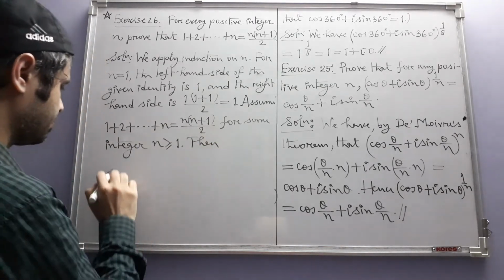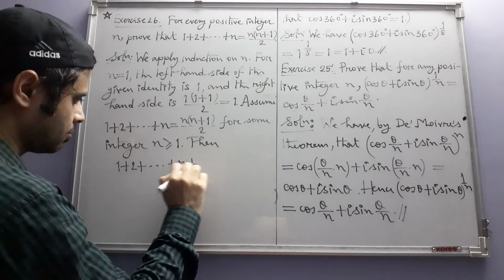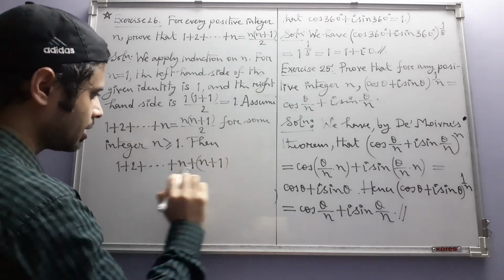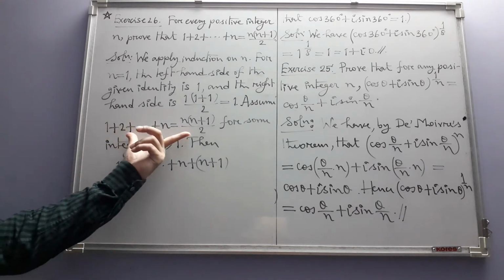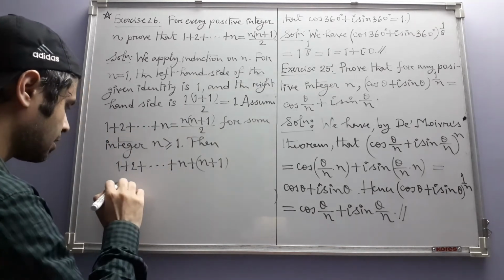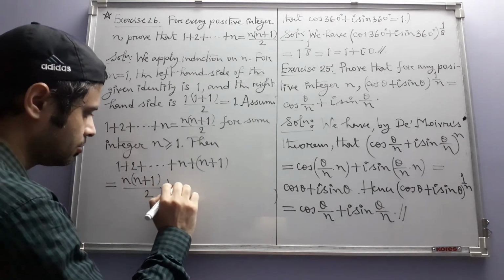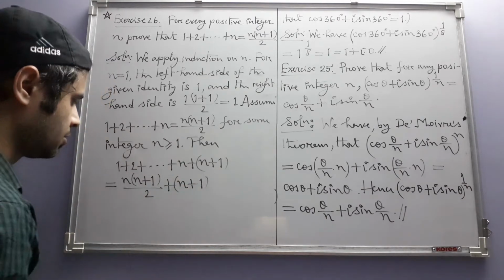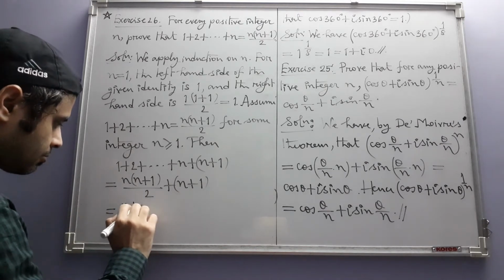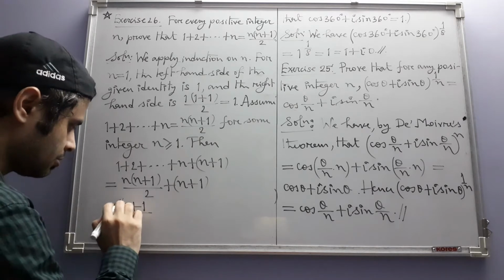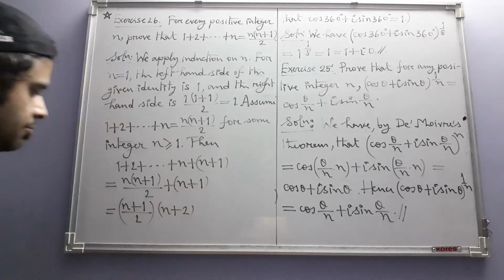Then we calculate this sum, which has one term more than this sum. So by applying the induction hypothesis, this part of the sum equals n times n plus 1 divided by 2. Now if you take (n plus 1) divided by 2 common out, then we are left with n plus 2.